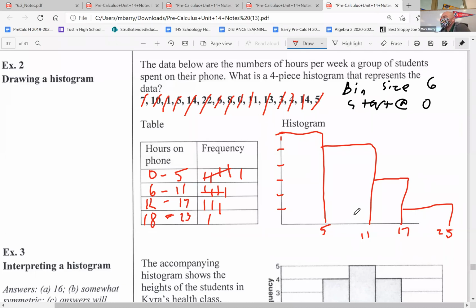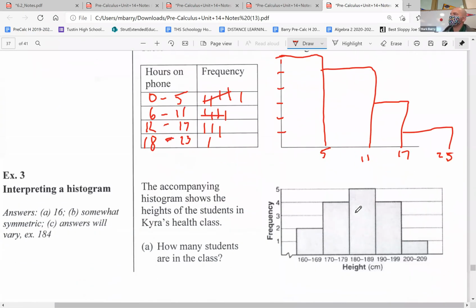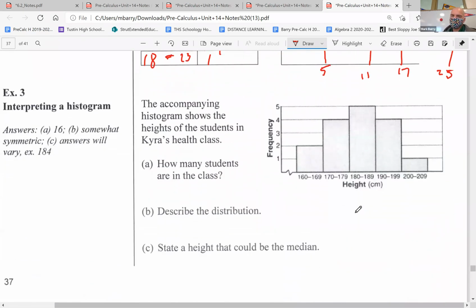All right, let's move on, because what I think is infinitely more important than drawing a histogram is interpreting a histogram. So let's do that now. Okay, so the accompanying histogram shows the heights of the students in Kyra's health class. How many students are in the class? So for this, I would just add up the frequencies. So 2, 4, 5, 4, 1, right? For those frequencies. If I add those up, it comes out to 16. So that's how many students are in the class.